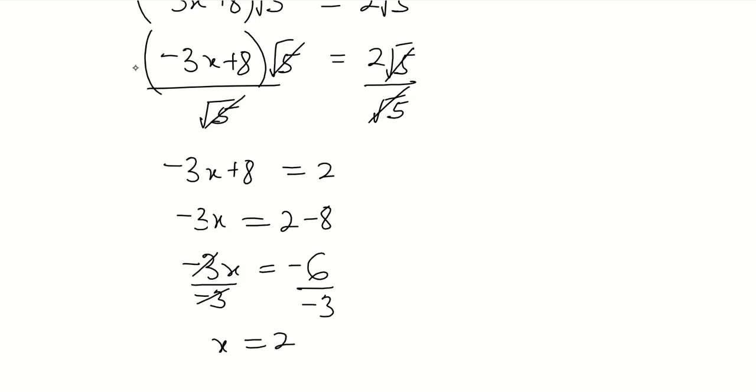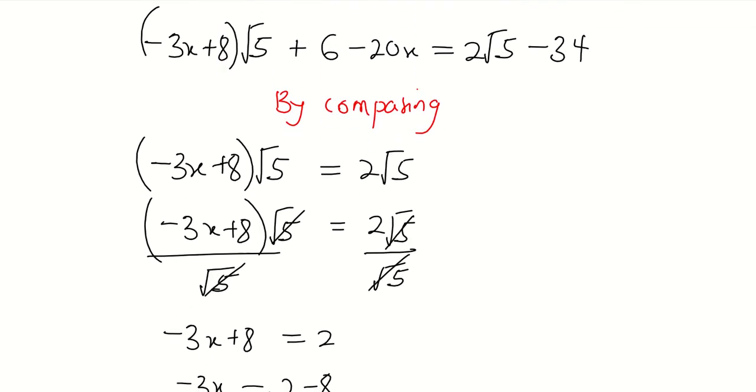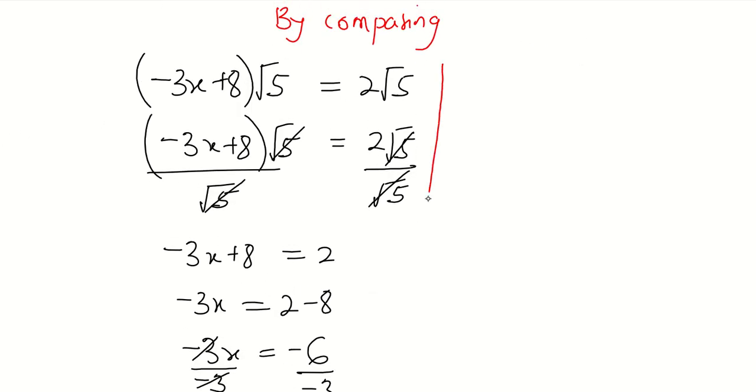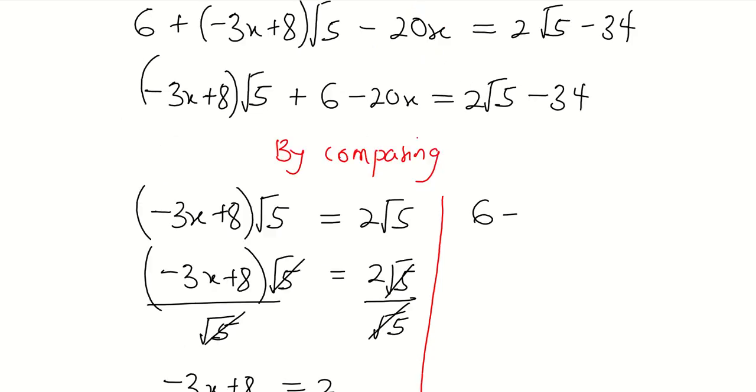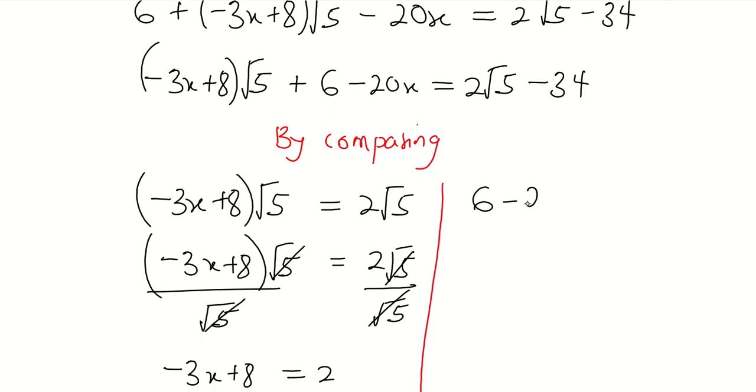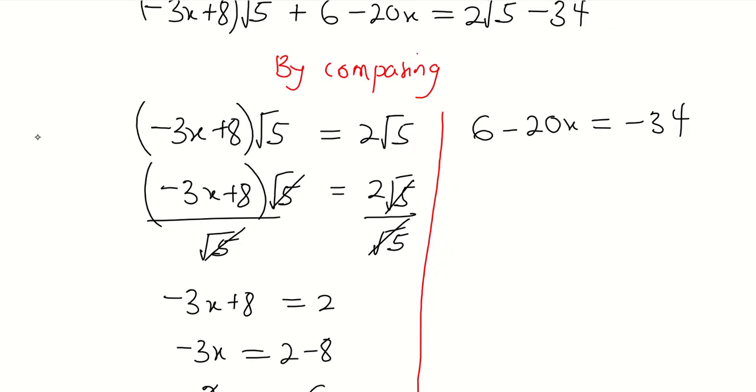In the same way, we can find the value of x by considering 6 minus 20x and minus 34. So it means that we can use 6 minus 20x, which is equal to minus 34. These two ways can help us get the value of x easily. Now we have minus 20x to be equal to minus 34, and we have minus 6 here.